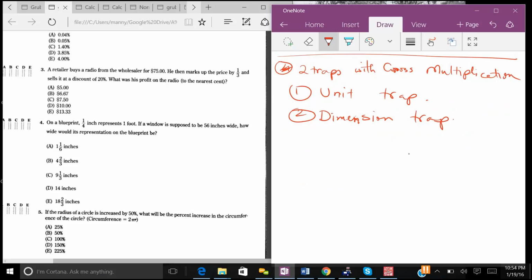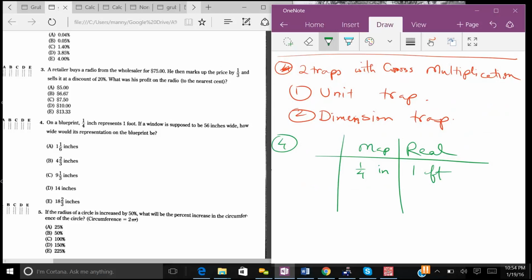is when they change units on you. Look at this question. What did they do? They set it up like this. What's your map and what's real? Make a little table so you don't mix things up. Map is 1/4 inch is 1 foot. That's your clue. Now, what's your puzzle?